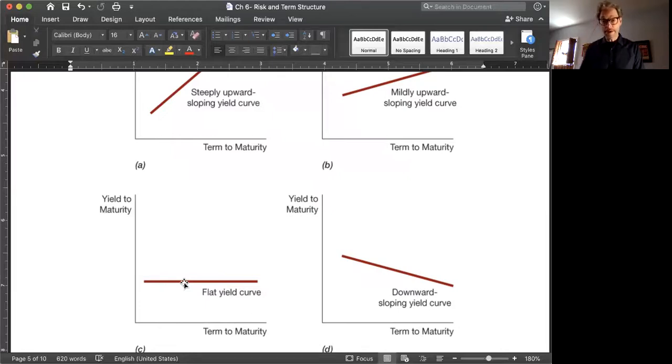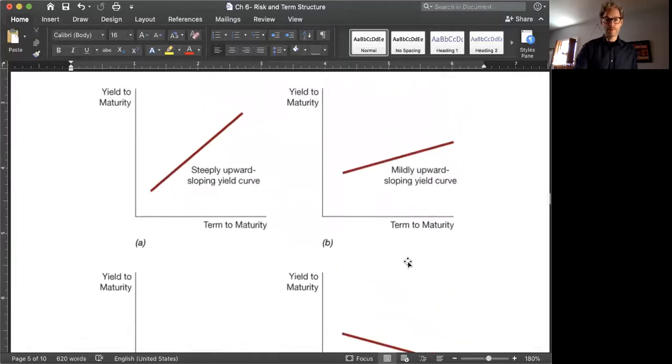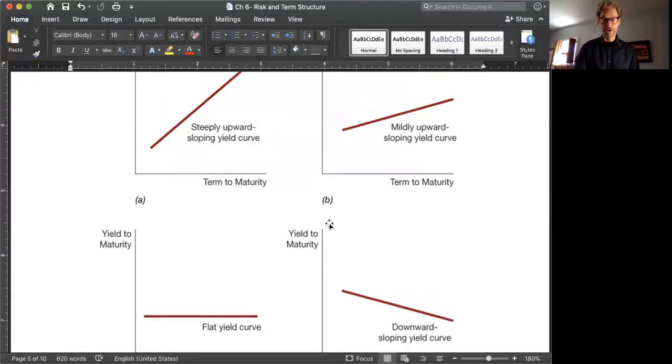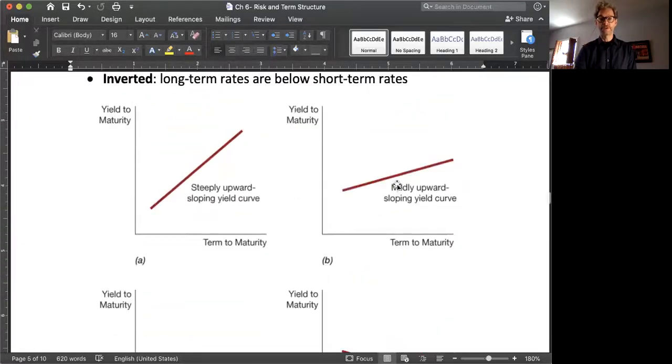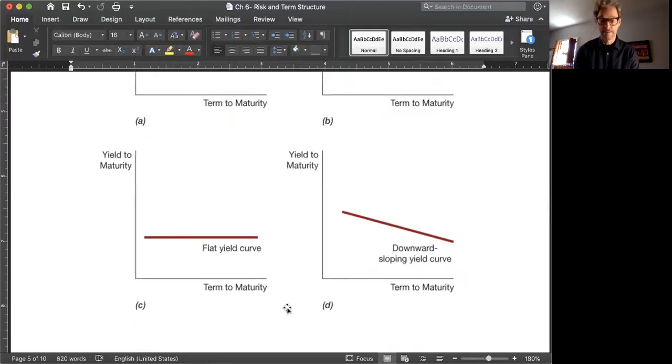And sometimes we even see the opposite occur, a downward sloping yield curve, where longer term bonds actually pay lower yields than short-term bonds. So why is this? Why is it that we in history see examples of all of these occurring, though in general we tend to see a mildly upward sloping yield curve? So this case B here is the most common thing that we observe with yield curves when we plot them, but we've seen A and C and D at different periods of time.